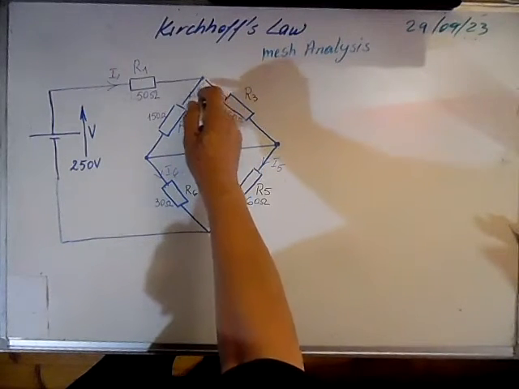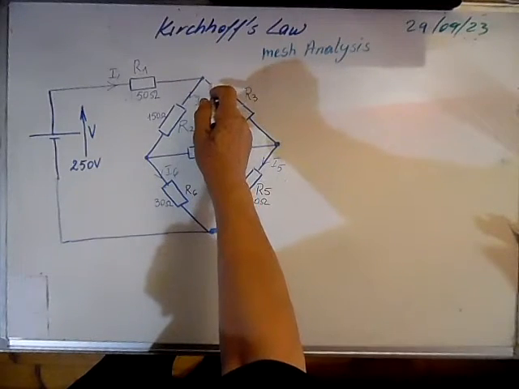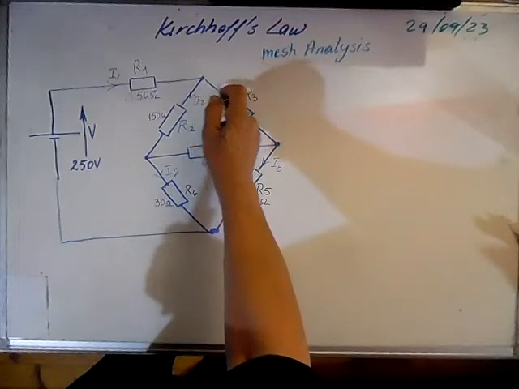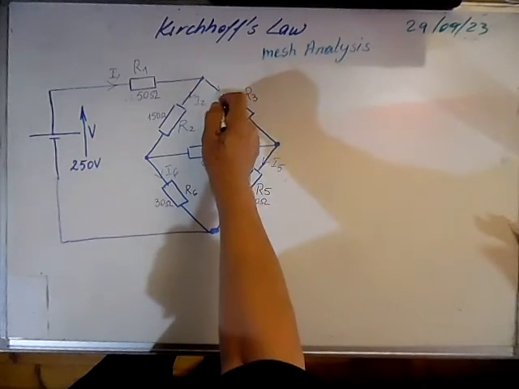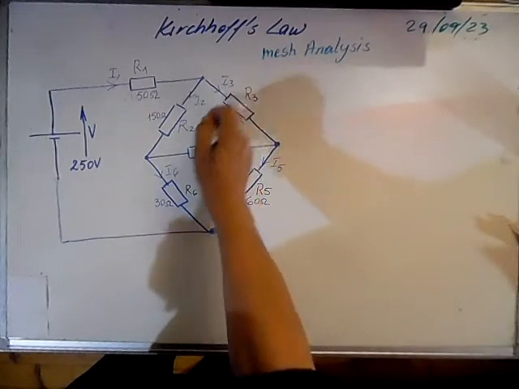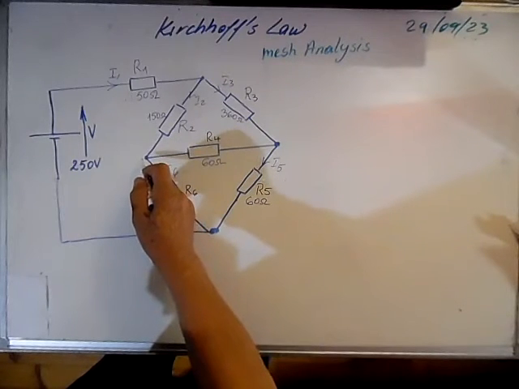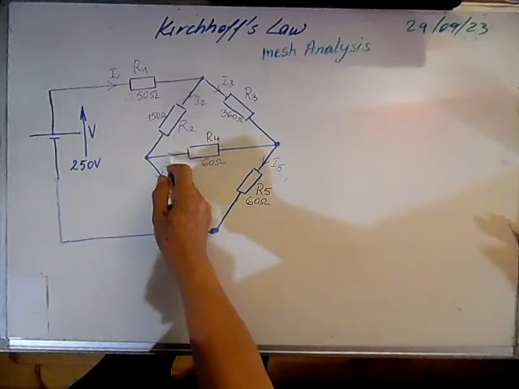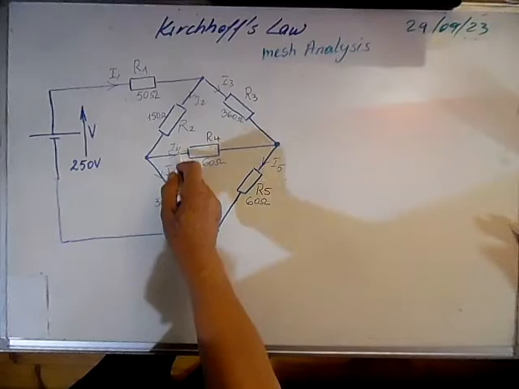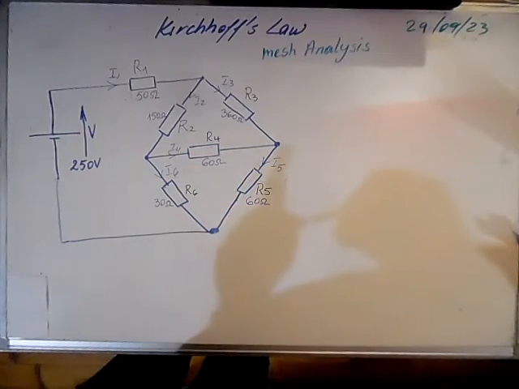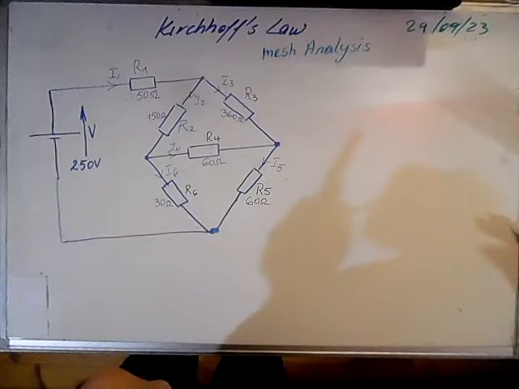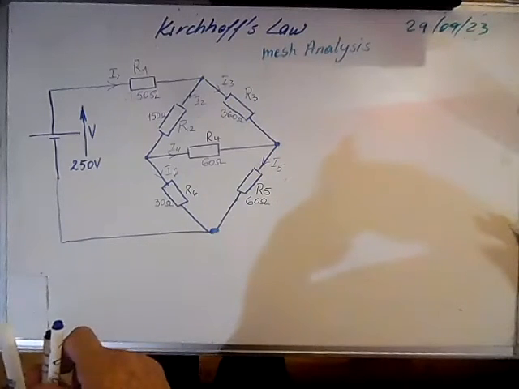and this node, we applied Kirchhoff's law, we calculated I3, and using the current Kirchhoff's law we then calculated I4. But here we are going to apply the mesh analysis to calculate the currents.